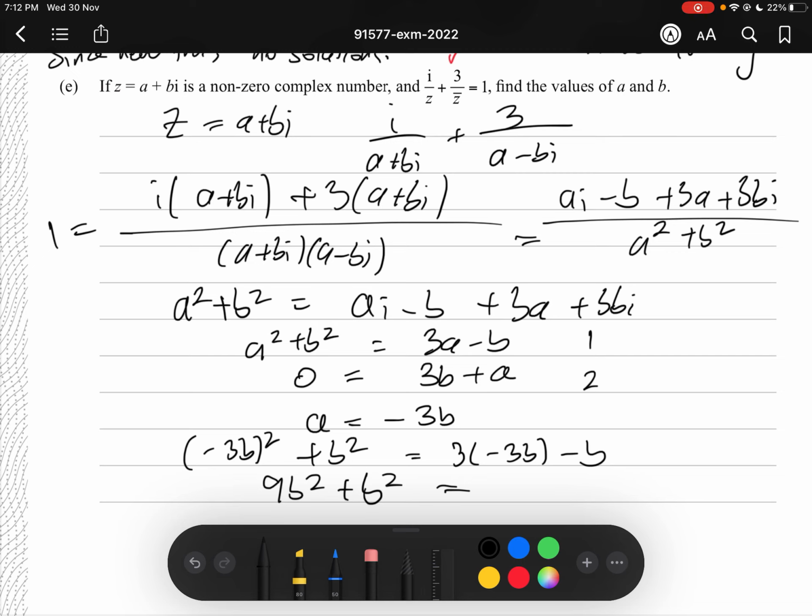Sorry, I think I may have made a mistake somewhere. So we have a squared plus b squared equals ai minus b plus 3a plus 3bi. Yes, sorry guys. That's a minus and that's a plus here. Sorry about that, that's a bad mistake. So just change this to plus. That's a plus. That's a plus. Okay, so 9b squared plus b squared equals 9b plus b.